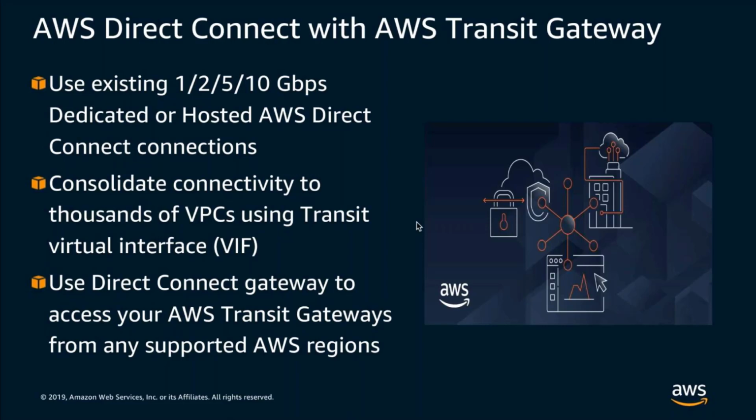You use Transit Virtual Interface and attach it to the Direct Connect Gateway to access your transit gateways in the supported AWS regions. Today, we support 4 regions: US East 1, US East 2, US West 1, and US West 2. So your transit gateways in those regions can be interfaced to your on-prem network using your Direct Connect connections.